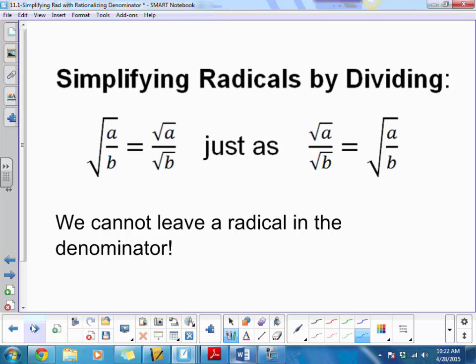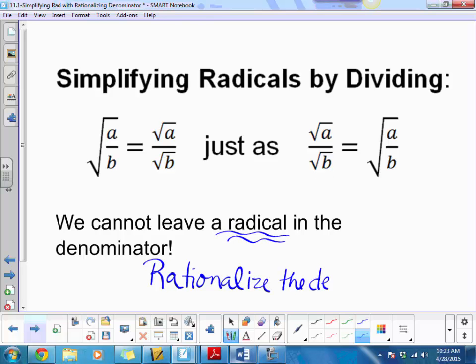When I divide radicals, if I have a fraction underneath a radical symbol, I can break that up as the square root of the numerator divided by the square root of the denominator, and vice versa. The most important thing is that we do not leave radicals in the denominator. We need to rationalize the denominator.